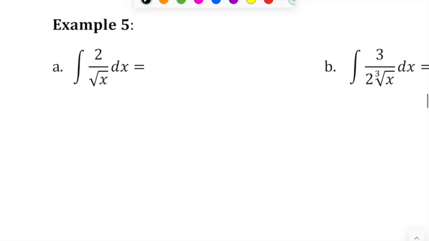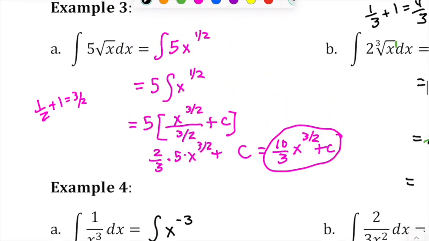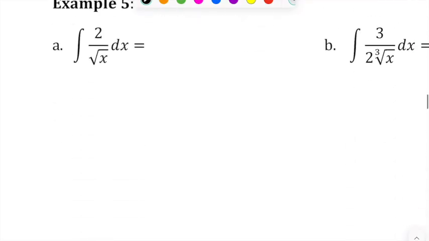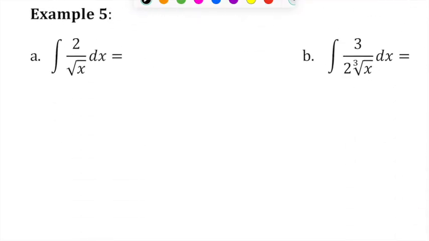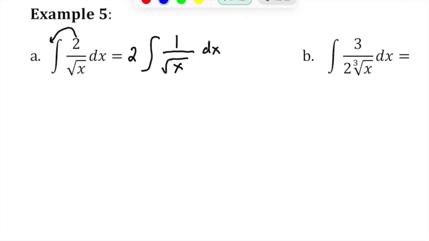Okay, so example 5 is going to kind of combine the root example with the denominator example. So again, I'm going to pull the 2 outside to make this a little easier. And this is going to be 1 over square root of x dx. Now, we do know that square root of x is going to be a 1/2 exponent, because we have a 1, it's x to the first, and a square root is with the 2. So I'm just going to erase this and put x to the 1/2.